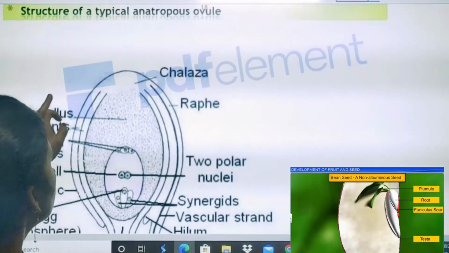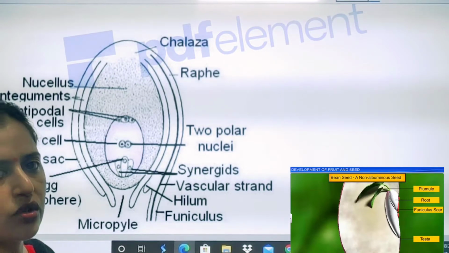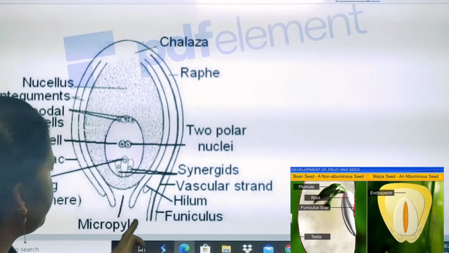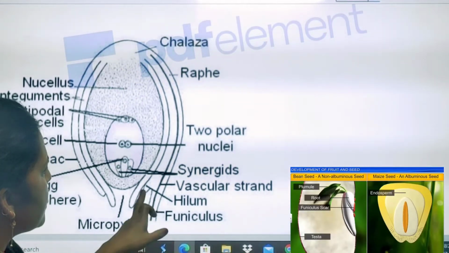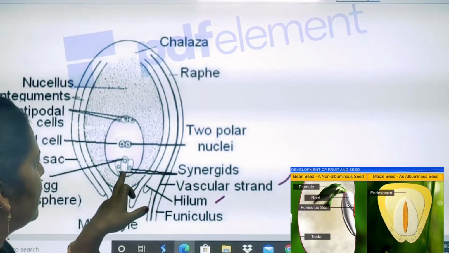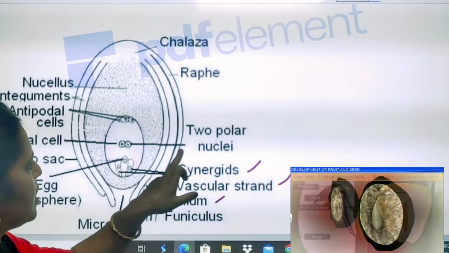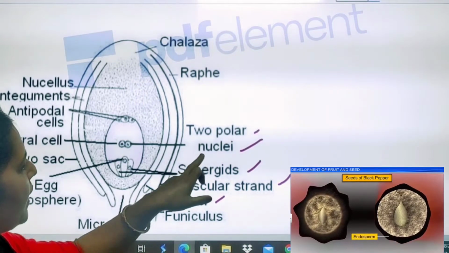Next is the structure of the typical anatropous ovule. ये जो है, that is the structure of the typical anatropous ovule. This is the micropyle, this is the funiculus, and above the funiculus this is the hilum, this is the vascular strand, and innermost these are the synergids, and centermost that is the nuclei. Two polar nuclei, 1 and 2. So these are the 2 polar nuclei.